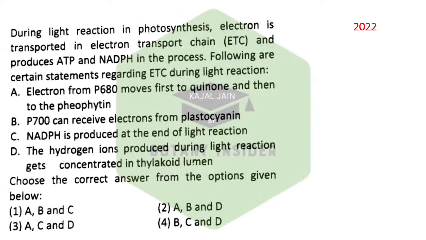Next question. Give it a try to this particular question. This was a 2022 question which was completely related to what we have just discussed. I just told you that in 2022 also there was a question asked. This was a part C question. During light reaction in photosynthesis, electron transport in the ETC produces ATP and NADPH in the process. Following are certain statements related to your ETC. You need to find out which of the following is the correct option given below.